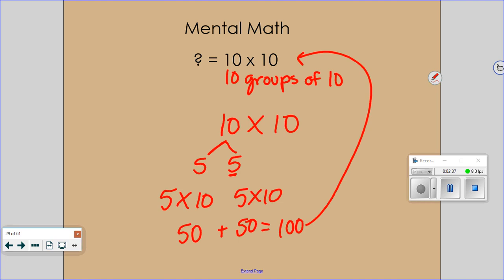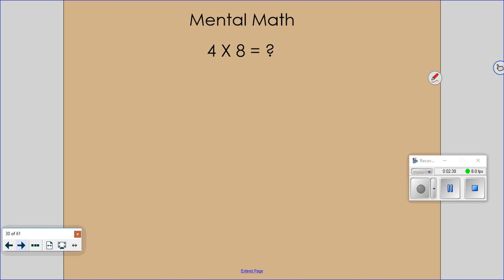Let's do another mental math problem. 4 times 8. Ooh, 4 times 8. When you figure it out, raise your hand. Alright, Liam, what'd you get? 28. Not 28. Very close, but it is not 28. Scarlett, what'd you get? 32. Any other 32s? It is 32. How'd you do it, Scarlett?